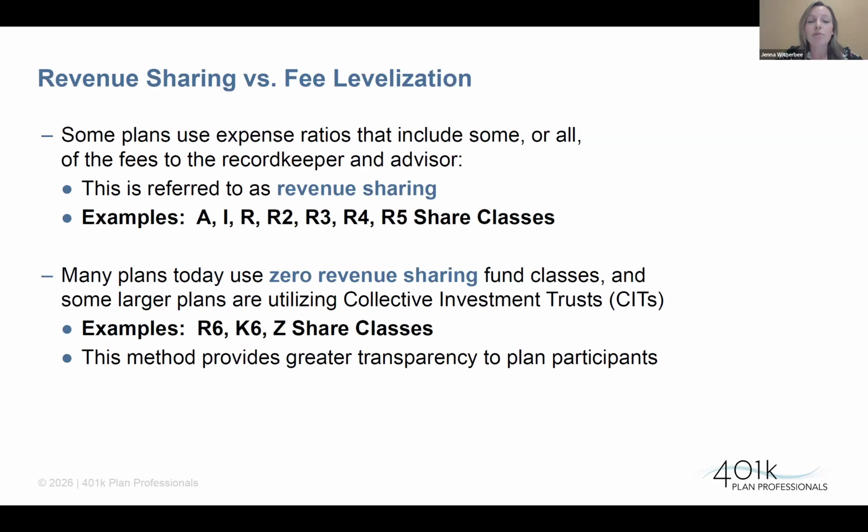Some plans opt for zero revenue sharing fund classes. So share classes of mutual funds that have no revenue sharing built in. It's the lowest cost version of that mutual fund. And then you can just add on a level asset charge for the provider fee or for the advisor fee. So that's a concept that is becoming more common, even in small and mid-sized plans, using zero revenue sharing funds and even collective investment trusts, CITs, just to offer greater transparency to plan participants.